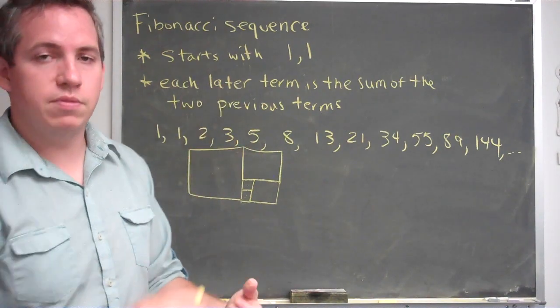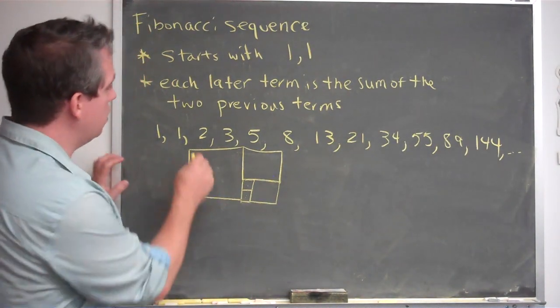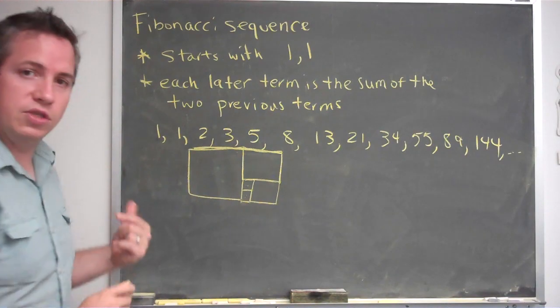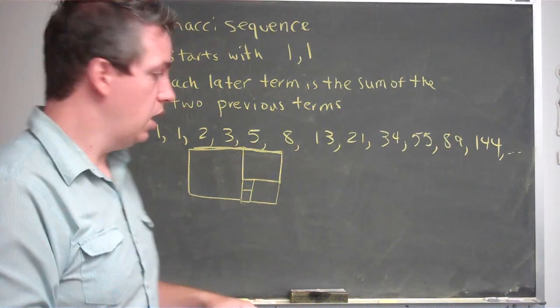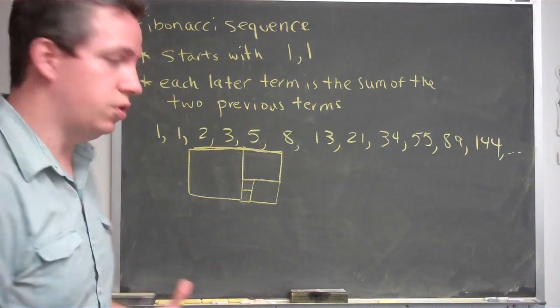Now I could have also done the same thing by going clockwise, and it doesn't really matter which way you go. What matters is when you get to the end, or when you get as far as you've gotten so far, you get what looks like a very beautiful rectangle. If I was to go on forever, we would call this rectangle the golden rectangle.